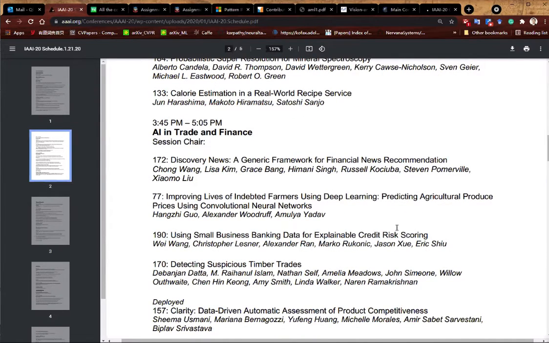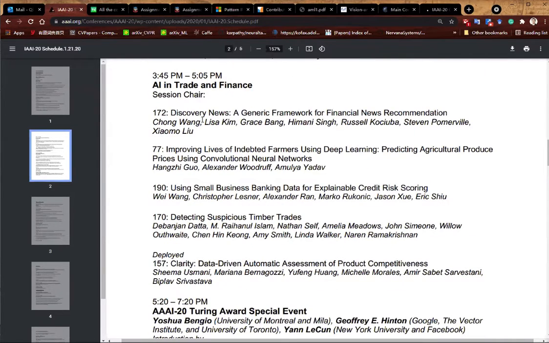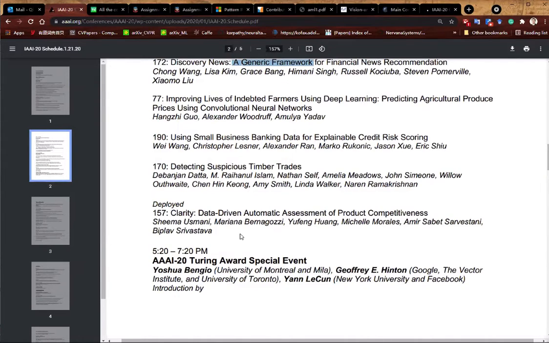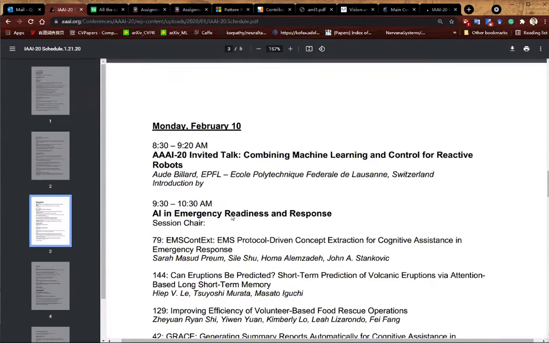AI in trade and finance, Discovery News, the generic framework for financial news recommendation. The financial news recommendation is an application, right? And the generic framework, I don't know what that means, but if you read the paper, you will find that there is an algorithm or system for doing that, right?